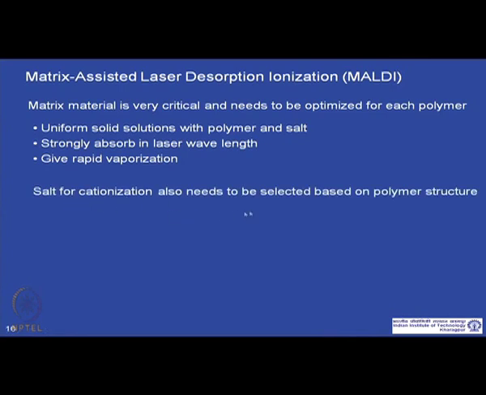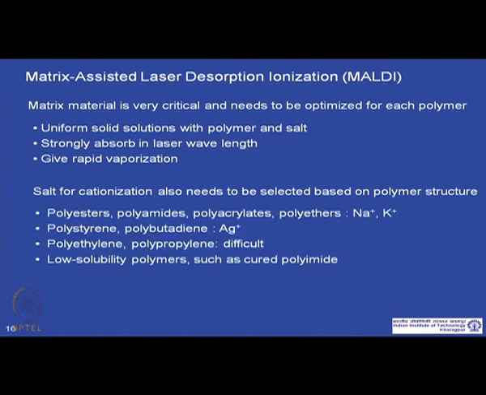The salt, we said that neutral polymers need assistance from the salt to become cationized, and for example, for polyesters, polyamides, polyethers which have a heteroatom, salts like sodium, potassium and lithium are used, because these alkali metal cations can attach with this heteroatom and cationize this polymer.